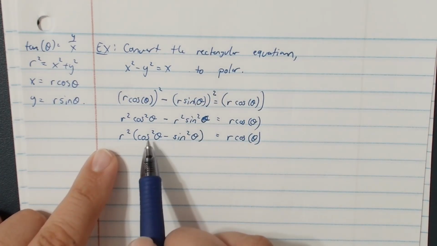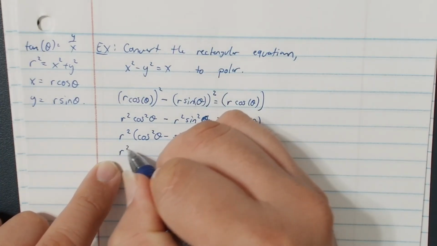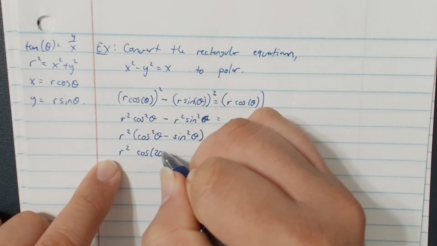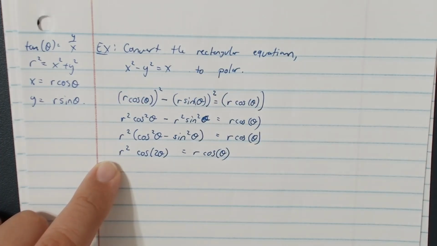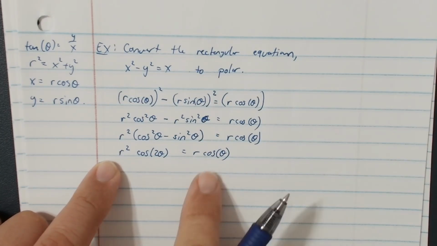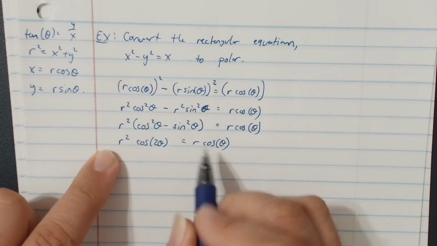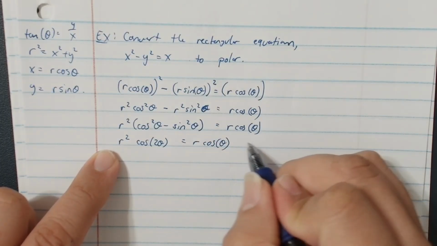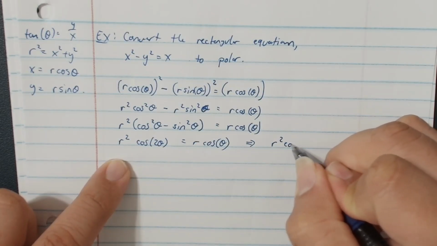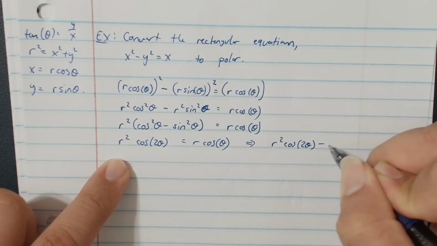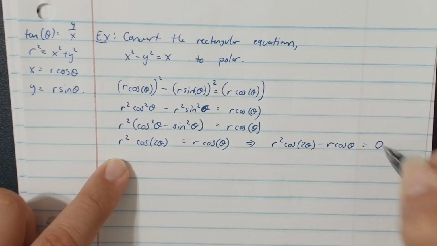Okay, so now here we recognize the double angle formula for cosine. So this is r squared cosine of 2 theta equals r cosine of theta. And then, I guess this one we can't really solve for one variable, can we? So here we did simplify at least. And at the very least, we'll write it in this form where we put everything together. We'll write this as r squared cosine of 2 theta minus r cosine of theta equals 0.